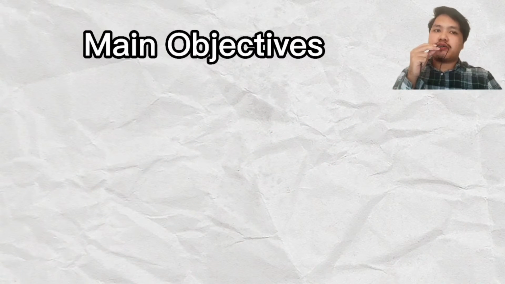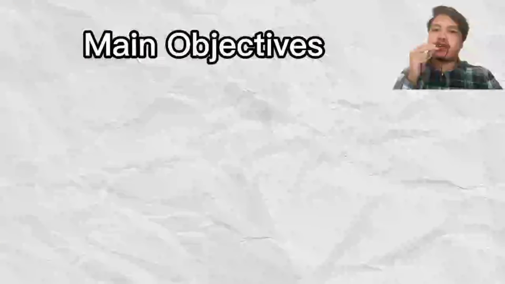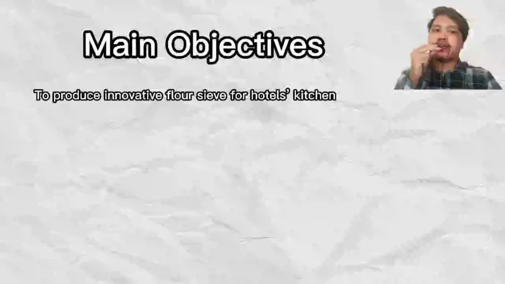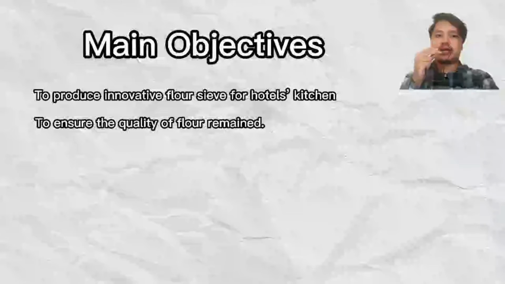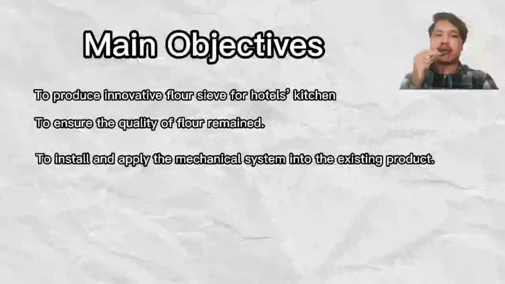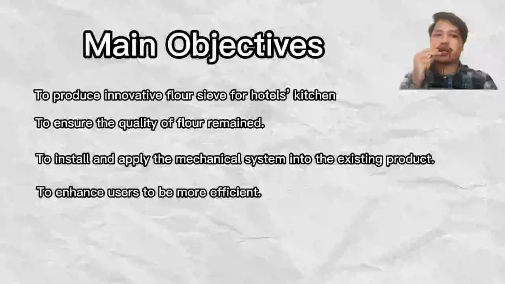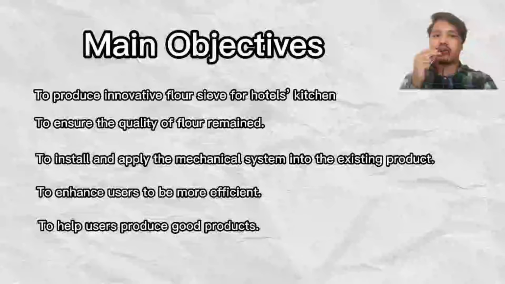The main objectives for this project are: the first one is to produce an innovative flour sieve for hotel kitchens. Next, to ensure the quality of flour remains, and to install and apply the mechanical system into the existing product. Moreover, to enable users to be more efficient, and the last one is to help users produce good products.